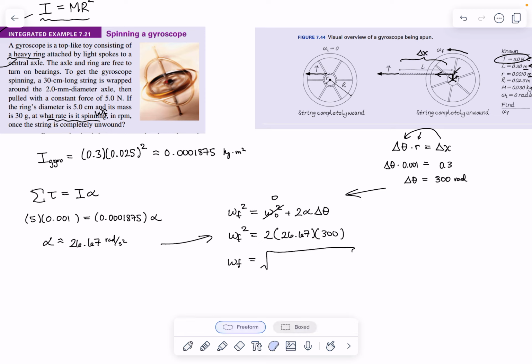So the square root of, let me use the magic of Notability here. Nice. So this should give us our answer. Cool. Square root of 2 times 26.666 repeating. Okay, and then times 300. Oh, whoops. 300. Okay, and I took the square root of all of that, and I'm getting an answer of 126.49. What are the units? These would be in radians per second, right?